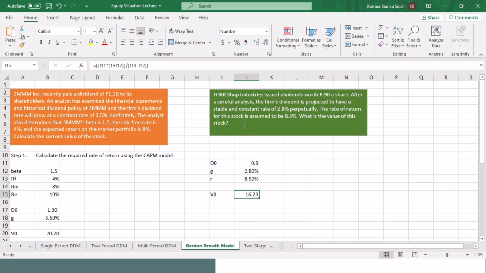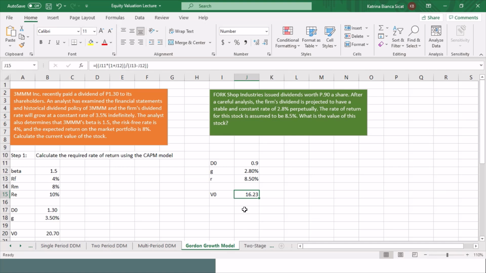So hindi naman nakasulat dito sa problem kung magkano yung current stock price niya. Kung hindi naman nakasulat dun sa problem, yung kanyang stock price, hindi mo naman kailangang i-identify whether it's overvalued or undervalued. So as it is lang po tayo, 16.23.